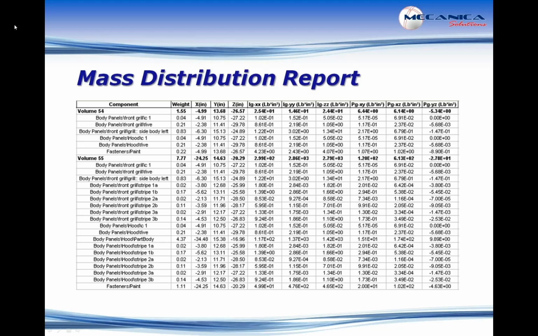An example of the mass distribution report, you can see here volume 54, volume 55. So going back to my previous slides, all the parts that cross into those particular volumes, you get a breakdown of all the parts that do so, and then you get all the resulting information of the resulting part after the clippings have been created. Weight, center of gravity, moment of inertia, etc.